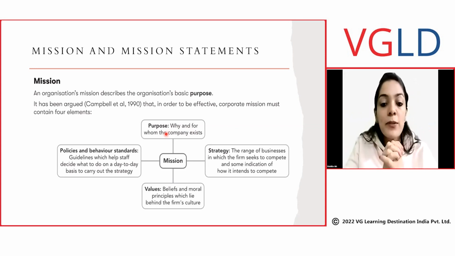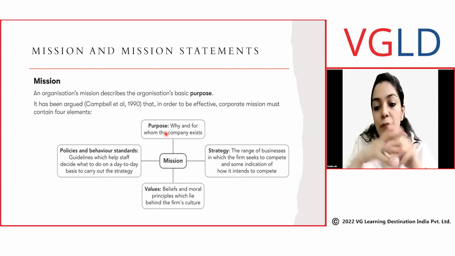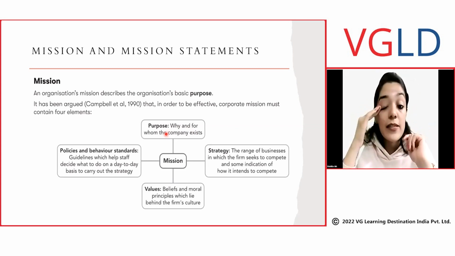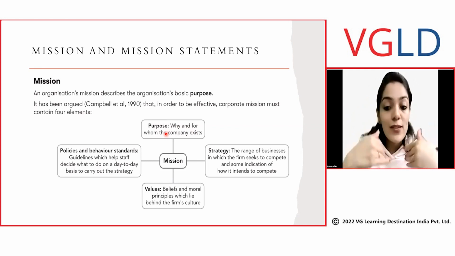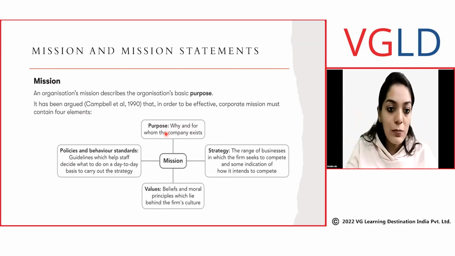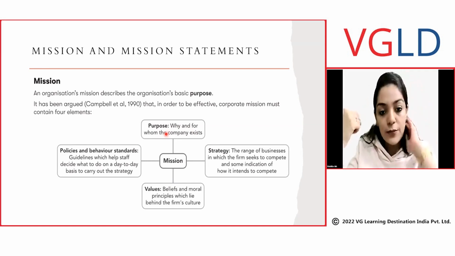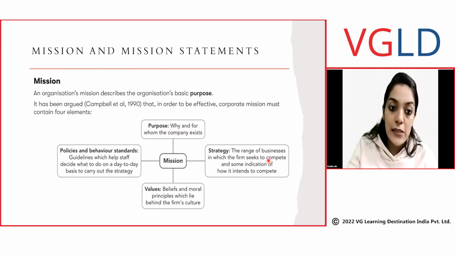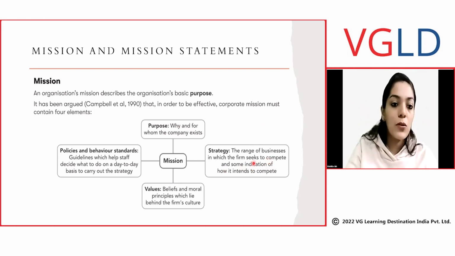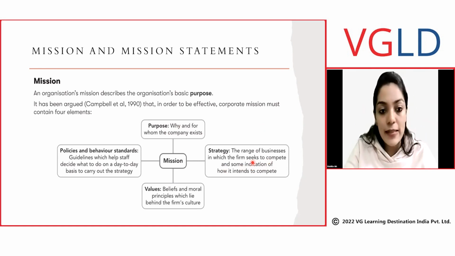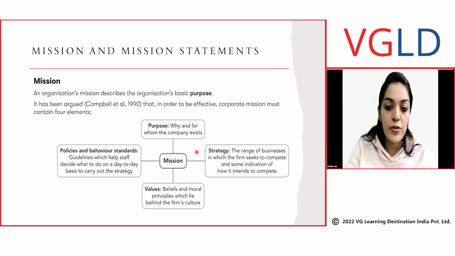Strategy. The mission statement should mention the strategy of a company, the range of businesses in which the firm seeks to compete, and some indication of how it intends to compete. So what is the strategy it is following to compete with its peers in the industry? And which all businesses will it be targeting? That should be a part of the mission statement. Normally, it's suggested, not mandatory, for companies to include these bits in their mission statement.